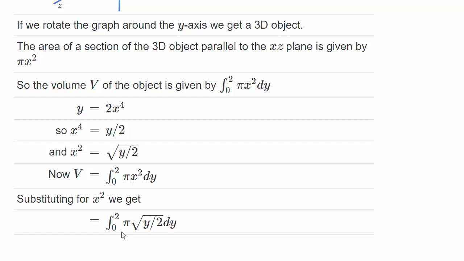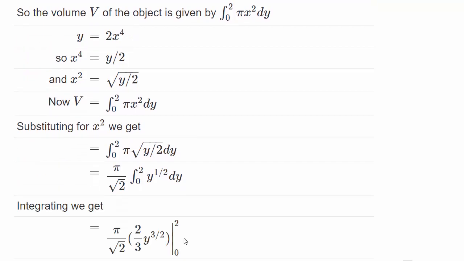The next thing we're going to do is take pi and root 2 outside of the integral sign because they're constant. So we've now got pi over root 2 times the integral from 0 to 2 of y to the power of a half dy. Integrating that, we get pi over root 2 times 2/3 y to the 3 over 2. As a sanity check, just differentiate this quantity here. Differentiating y to the 3 over 2 gives 3 over 2 y to the half. The 3 over 2 would cancel with the 2 over 3, which means that we've got that right.